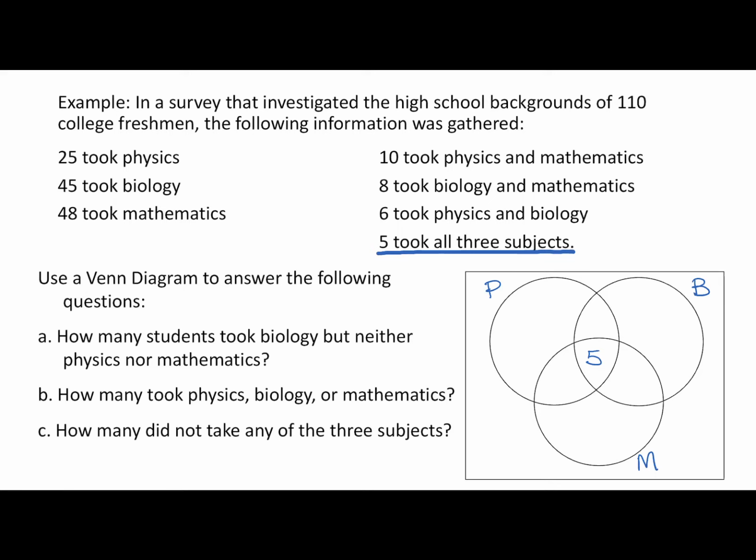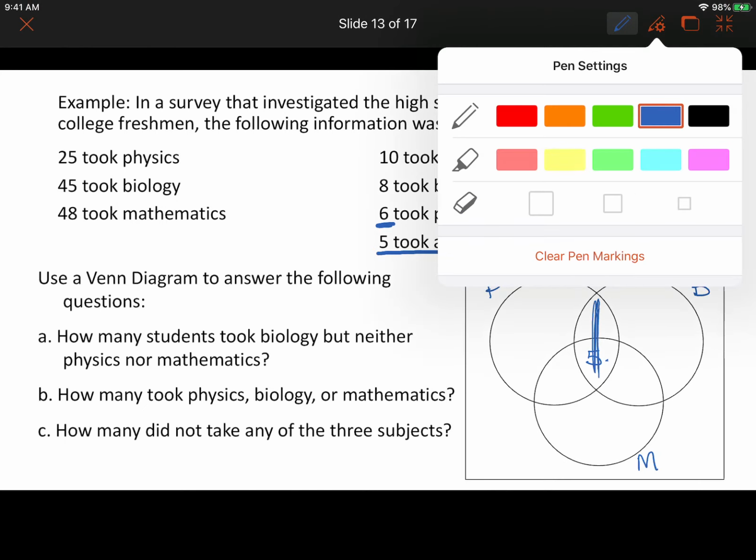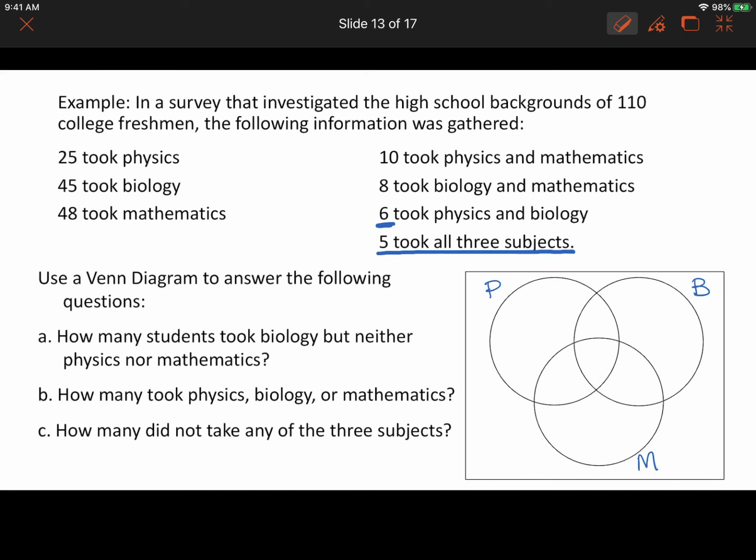All 3 subjects is where all 3 circles overlap, and there are 5 students in that overlap. Now I'm going to move out a layer to where 2 subjects intersect. So physics and biology. 6 students took physics and biology. The overlap with physics and biology is all of this, but I've already included 5 of those students in the overlap with math too. So if I need 6 altogether, I'm going to have 1 student up here that didn't take math but still took physics and biology.